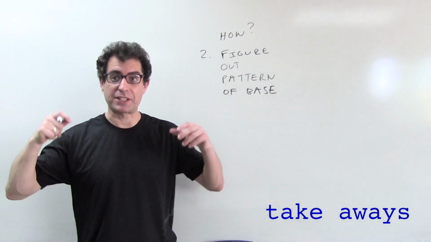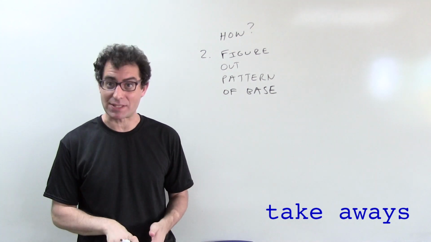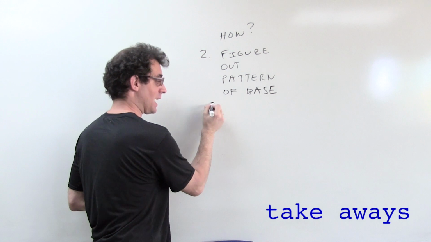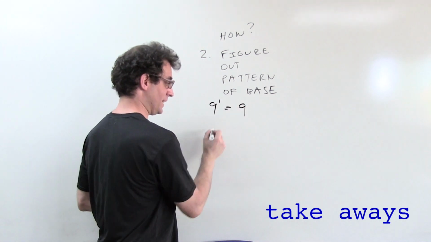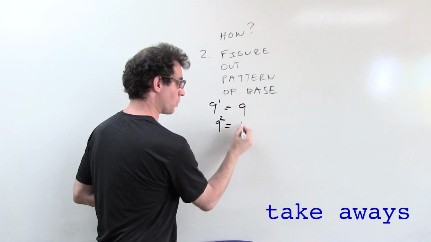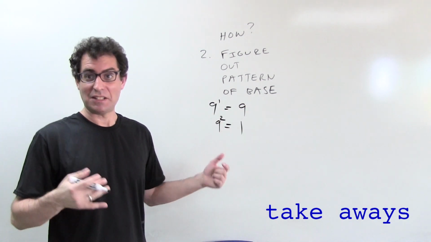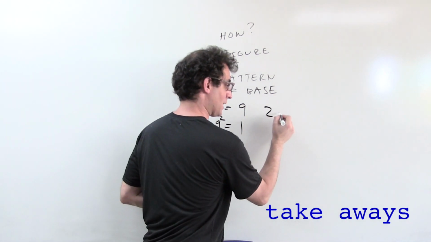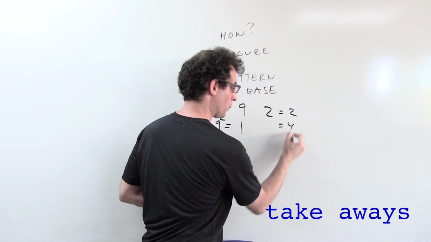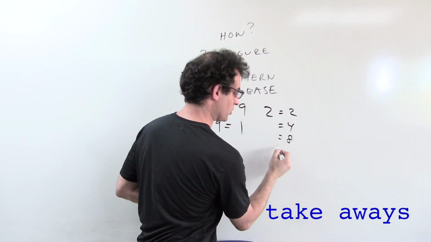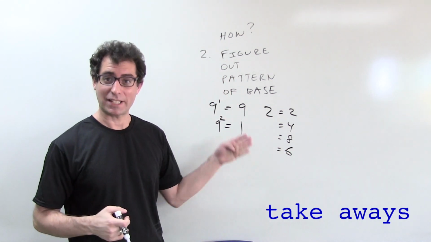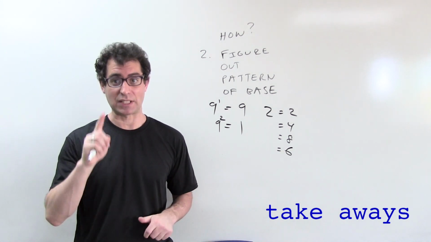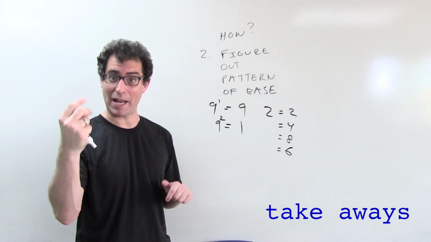Step number 2, figure out the pattern of the base. So if the base is 9, then figure out that 9 to the 1 is 9, and 9 to the 2 is 1, and it repeats. If the base is 2, you've got 2 to the 1 is 2, 2 squared is 4, 2 cubed is 8, and 2 to the 4th is 6, and the pattern repeats. Whatever the base is, you've got to figure out that pattern. Remember, it's either going to have a 1-digit pattern, a 2-digit pattern, or a 4-digit pattern.